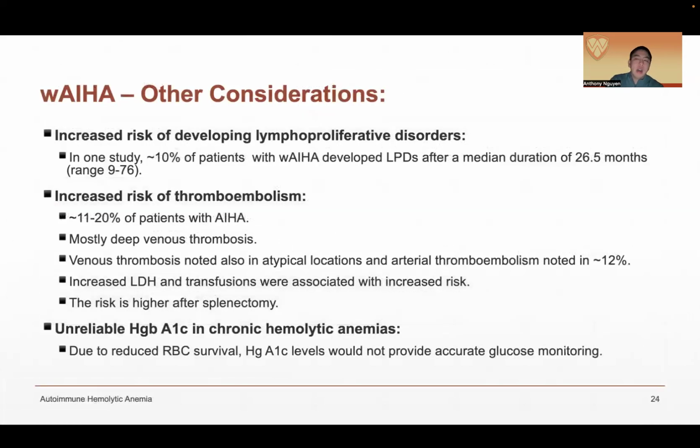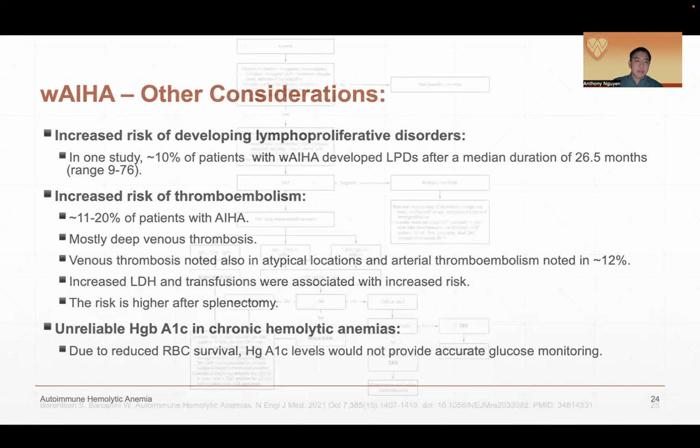Other considerations with AIHA are that patients do have an increased risk of developing lymphoproliferative disorders, and they're also at increased risk of developing blood clots, and this can occur in 11 to 20% of patients. Blood clots usually manifest as deep vein thromboses, and arterial thromboses can also occur. Patients who have warm autoimmune hemolytic anemia also have an unreliable A1C due to chronic hemolysis.